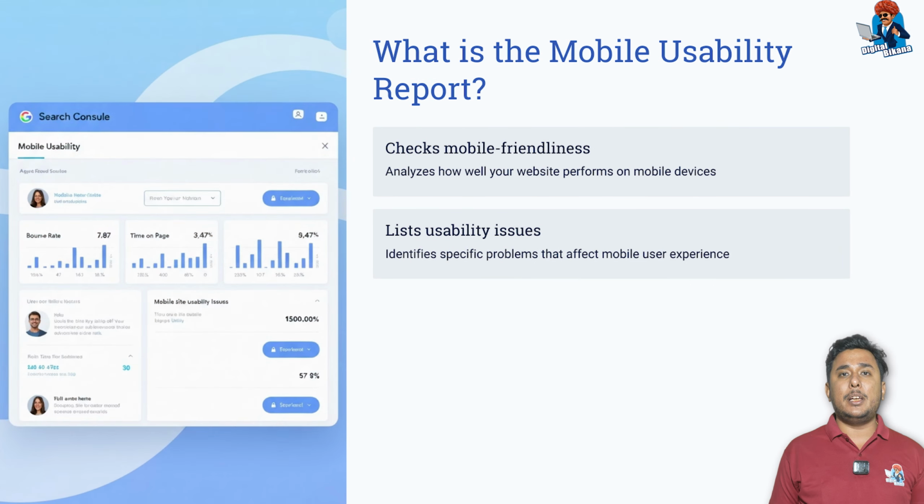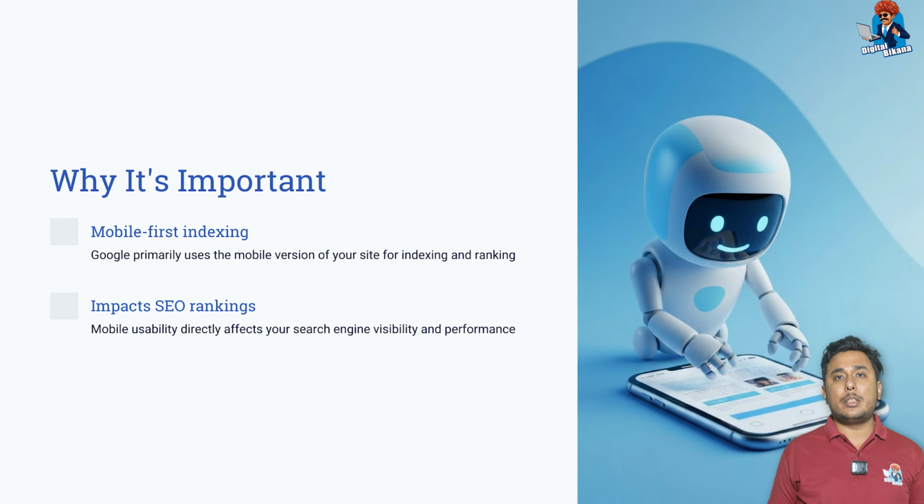The Mobile Usability Report in GSC shows you whether your site is mobile friendly. It detects issues that prevent visitors from using your website easily on smartphones. Since Google uses mobile-first indexing, mobile usability directly affects your rankings. If your site has errors in this report, it can lower your SEO visibility.